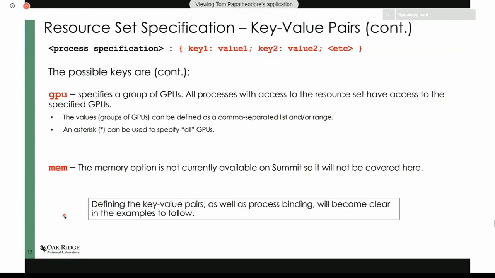So the last 2 keys we'll look at, we have GPU. This specifies a group of GPUs. And I would point out that all processes with access to a resource set have access to all of the GPUs in that resource set. You're not binding processes to GPUs the way that you're binding processes to hardware threads within the resource set, right? That's something that you would need to do programmatically in your code, like CUDA set device ID or something like that. You can use an asterisk to specify all GPUs in your resource set.